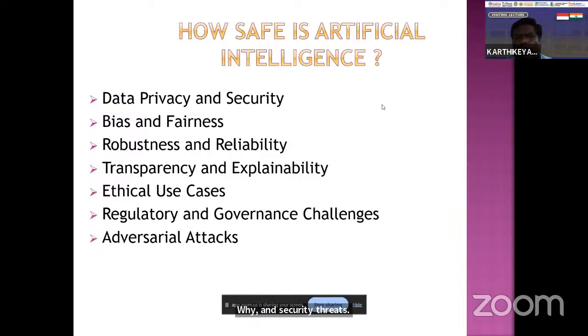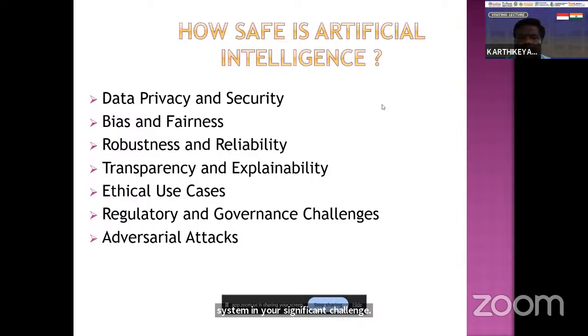And next one, bias and fairness. AI algorithms can inadvertently perpetuate or even amplify biases present in training data. This can result in unfair or discriminatory outcomes in areas like hiring, lending, and criminal justice. Addressing bias and ensuring fairness in AI systems is a significant challenge.